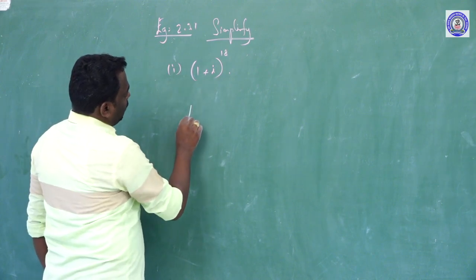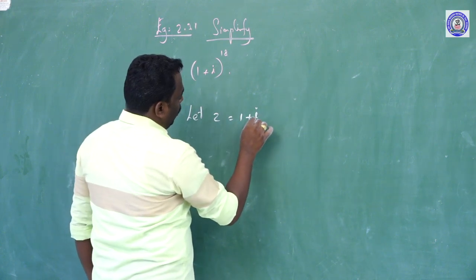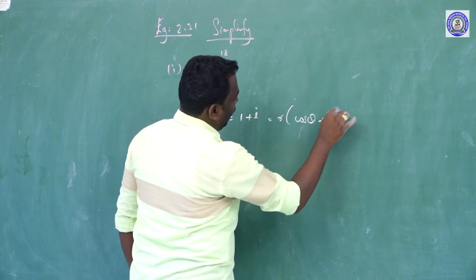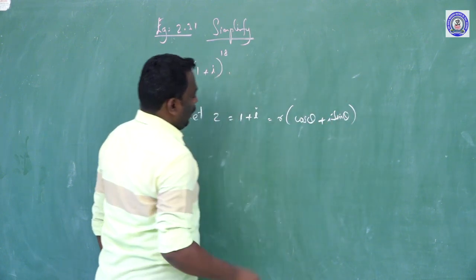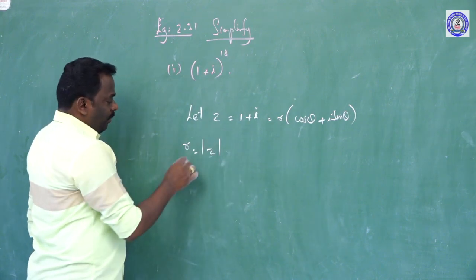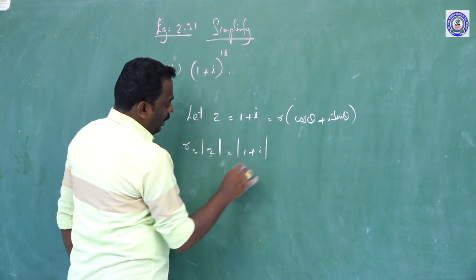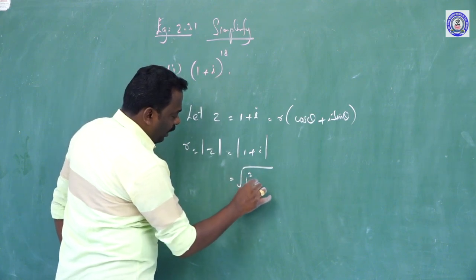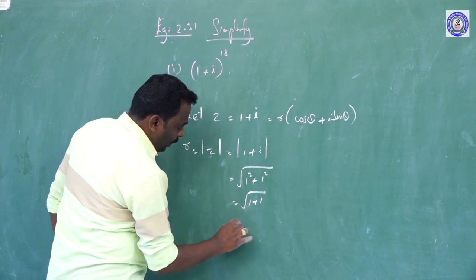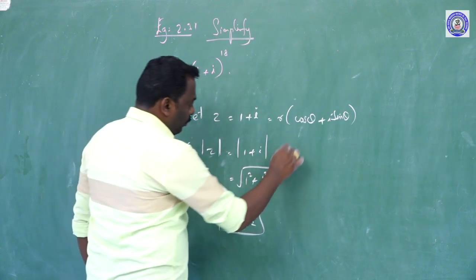First, this one. Let us consider z equals 1 plus i, and that is equal to the polar form r into (cos theta plus i sin theta). Now find out first r, which is called the modulus of z. r equals modulus of z, which is the modulus of 1 plus i, that is equal to the square root of the real term 1 squared plus the coefficient of the imaginary term 1 squared, that is the square root of 1 plus 1, which is root 2. That is the r value. So r equals root 2.